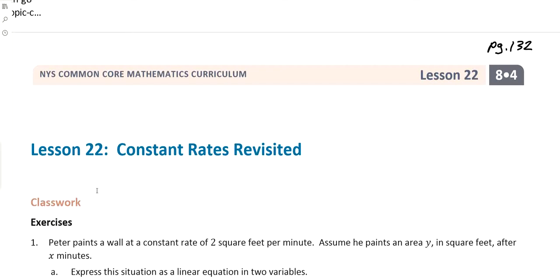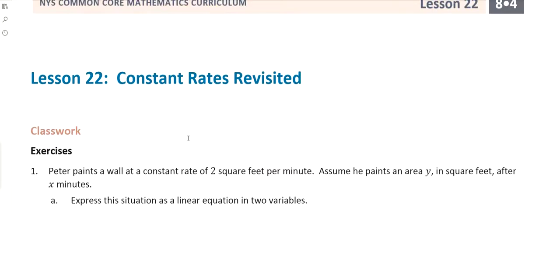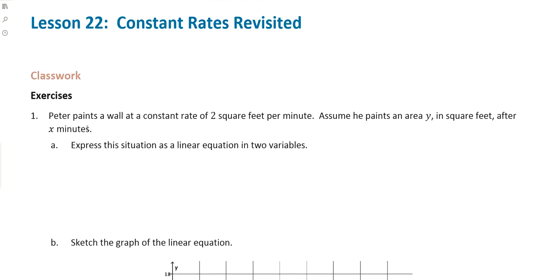This video is on exercise 1, which is on page 32 for lesson 22 out of the grade 8 module 4 book. So exercise 1 talks about Peter paints a wall at a constant rate of 2 square feet per minute. Assume he paints an area y in square feet after x minutes.